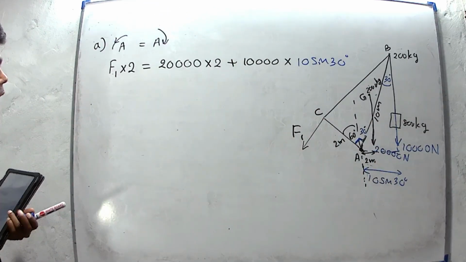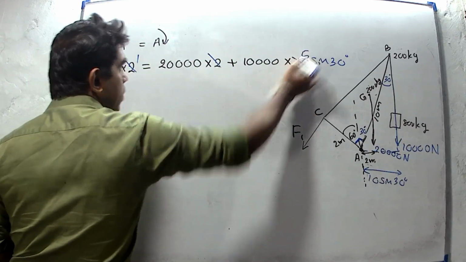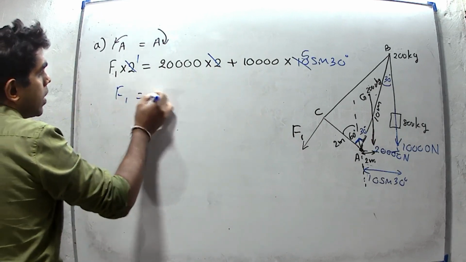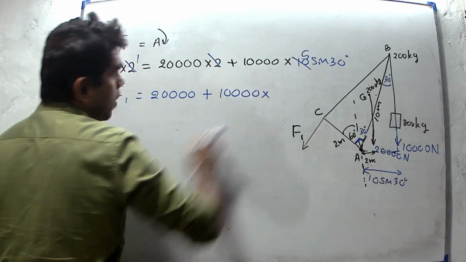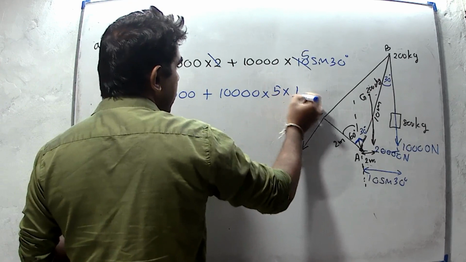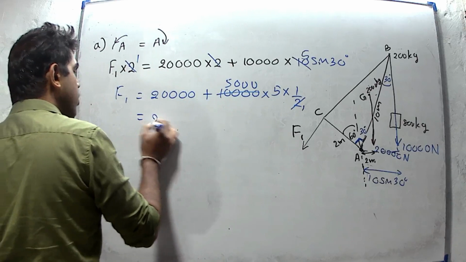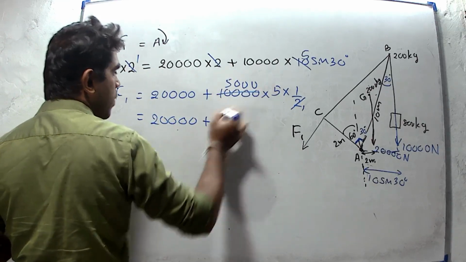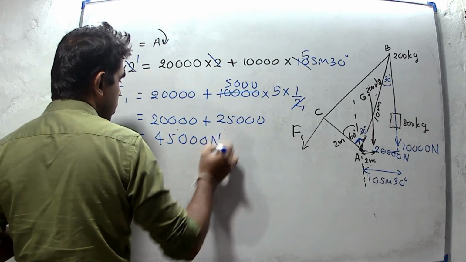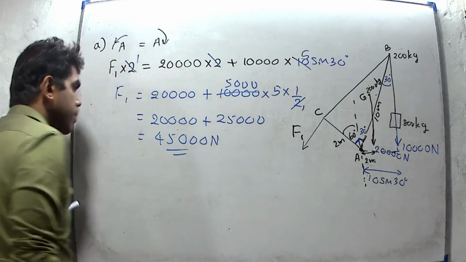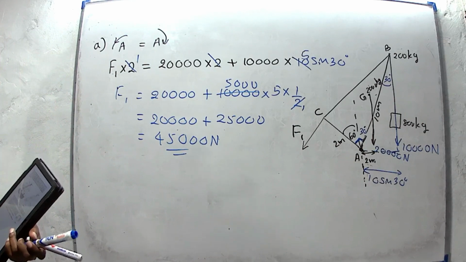Now we have to simplify. We can cancel out all three terms by 2. Divide by 2, 1. Divide by 2, 5. Then F1 equals 20,000 plus 10,000 multiplied by 5, and we know that sin 30 is half. Divide by 2, 1, 5,000. 20,000 plus 5 into 5, 25,000. 45,000 newtons. It is the F1 force required for equilibrium of the given system.